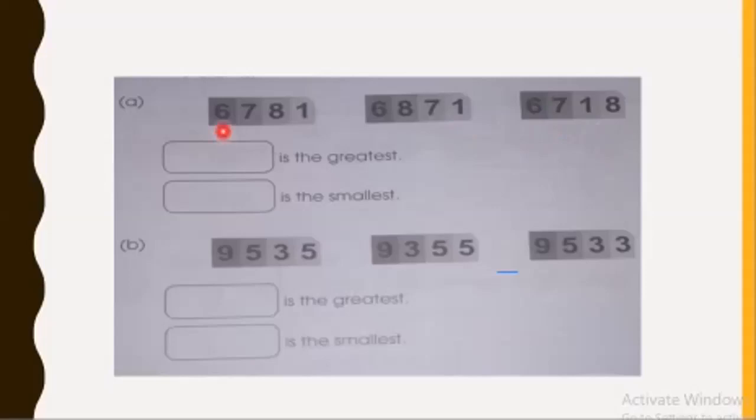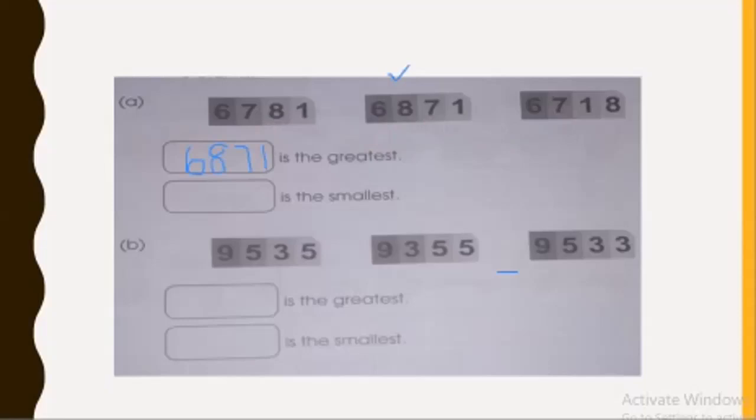First place, 6,000, 6,000, 6,000. So they are all the same. 700, 800, 700. At this point, even you can identify which is the greatest number. It is 6,781 and it's 6,871. So which is the greatest value in it? Yes, I'm sure that it's the greatest value. So you are going to write it over here, 6,871. Yes, that's very good.